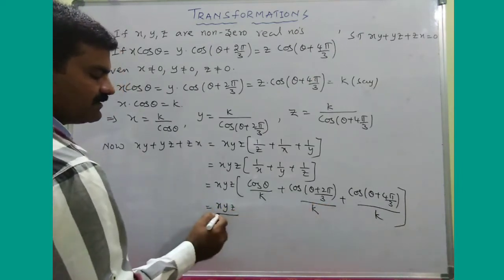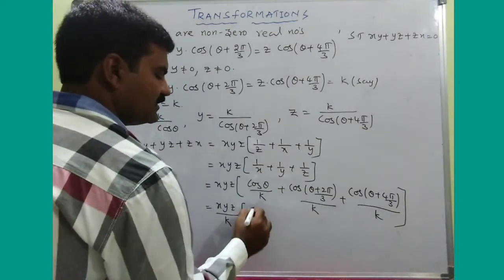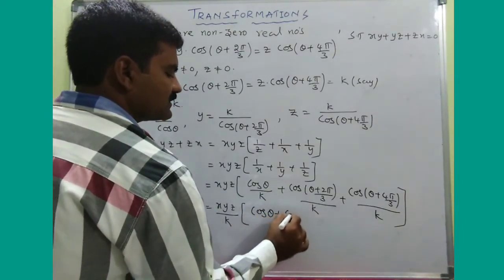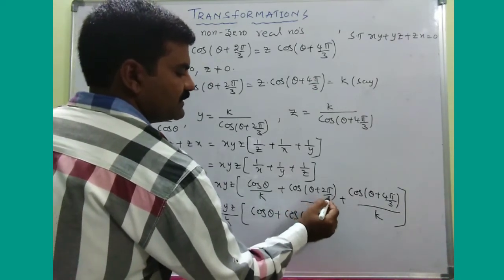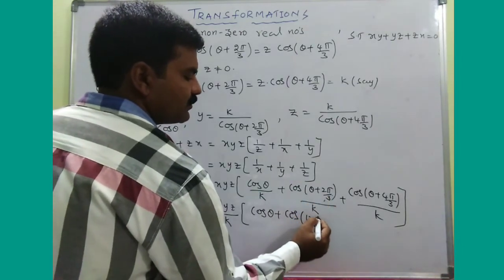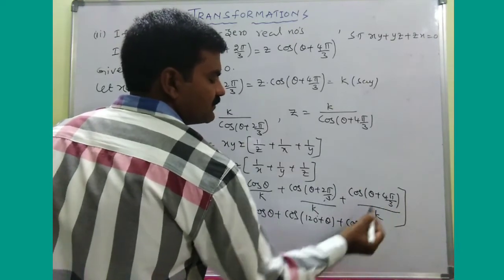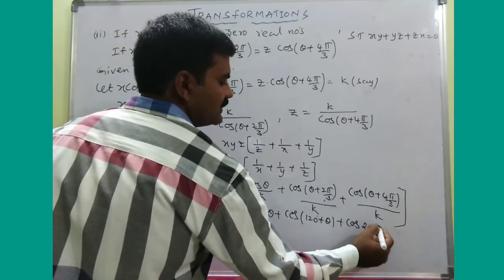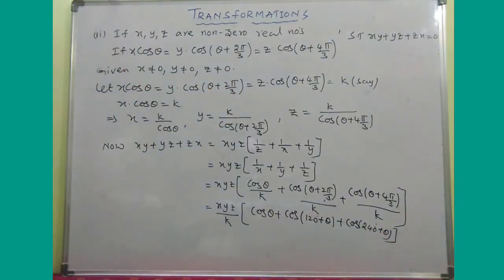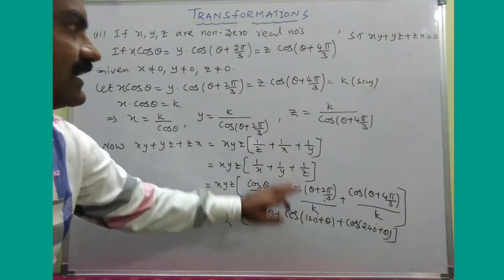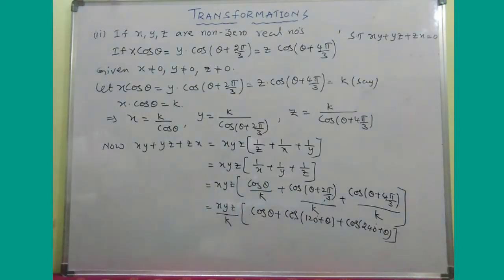Take the LCM k and bring it out so that the denominators are the same. So directly you can add cos theta plus cos of theta plus 2 pi by 3. 2 pi by 3 means 2 into 60, which is 120 plus theta. And plus 4 into 60, which is 240 plus theta. And you know, we just proved this result in the last problem, so this result entirely is equal to 0.